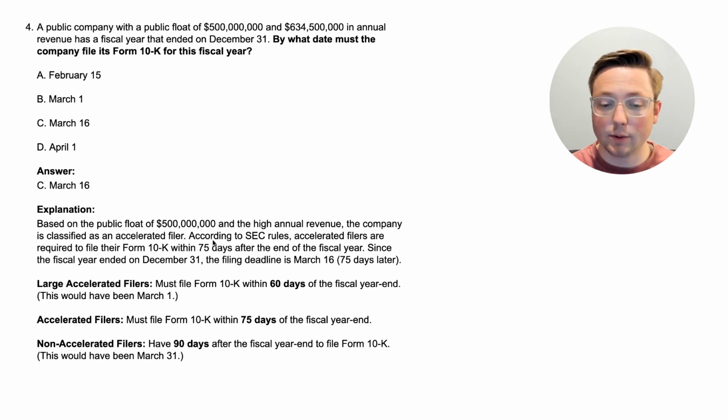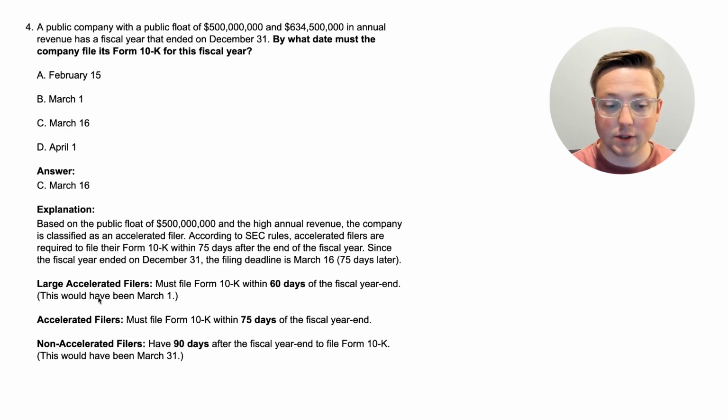So now that we know it's an accelerated filer, this is the important stuff we need to know. According to SEC rules, accelerated filers are required to file their Form 10K within 75 days after the end of the fiscal year. Since the fiscal year ended on December 31st, the filing deadline is March 16th, which is 75 days later. So something you might have to do is count out the days and know how many days are in each month to be able to figure out these kinds of things if you see them.